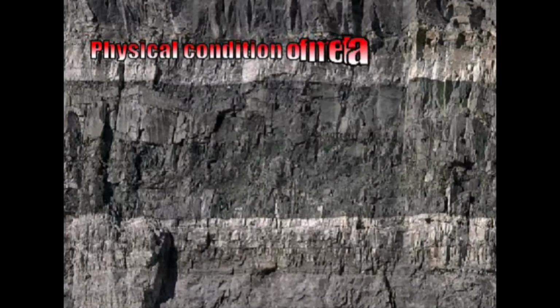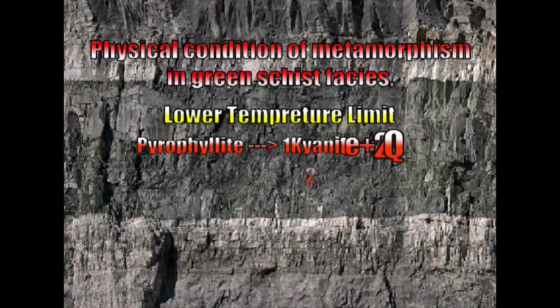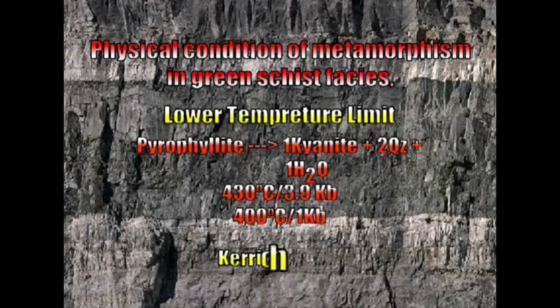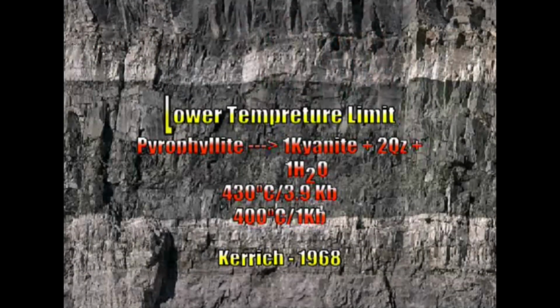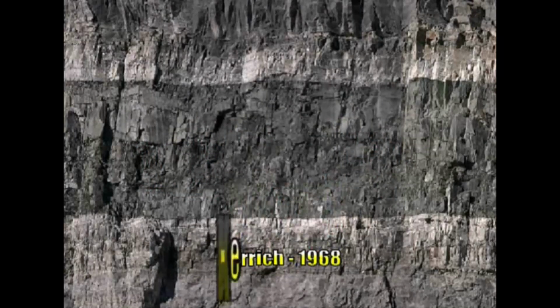Pyrophyllite give rise to kyanite plus quartz plus water. Reaction carried out by Carr and Fyfe in 1968. The reaction observed at 400 degrees centigrade 1 kilobar and 430 degrees centigrade 3.9 kilobar. These reactions suggest that for the beginning of greenschist facies, the temperature is around 400 degrees centigrade.